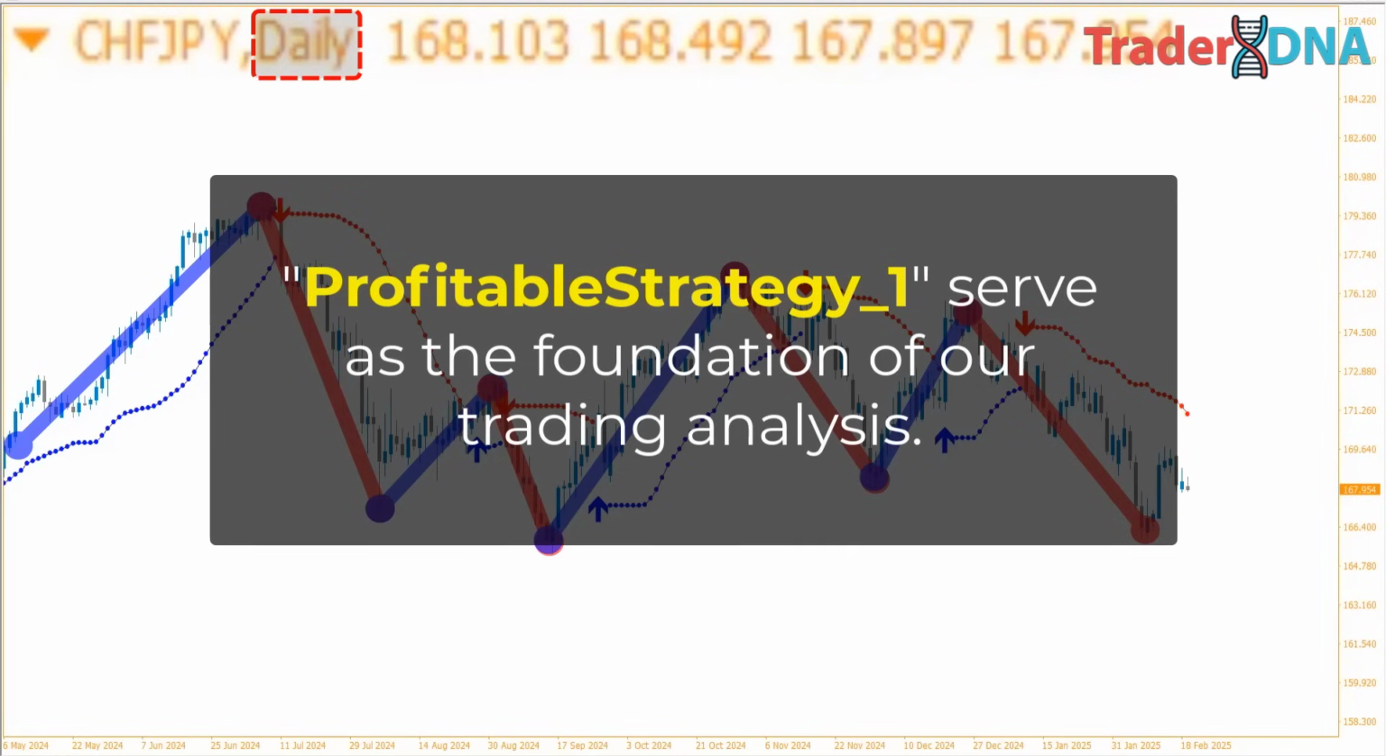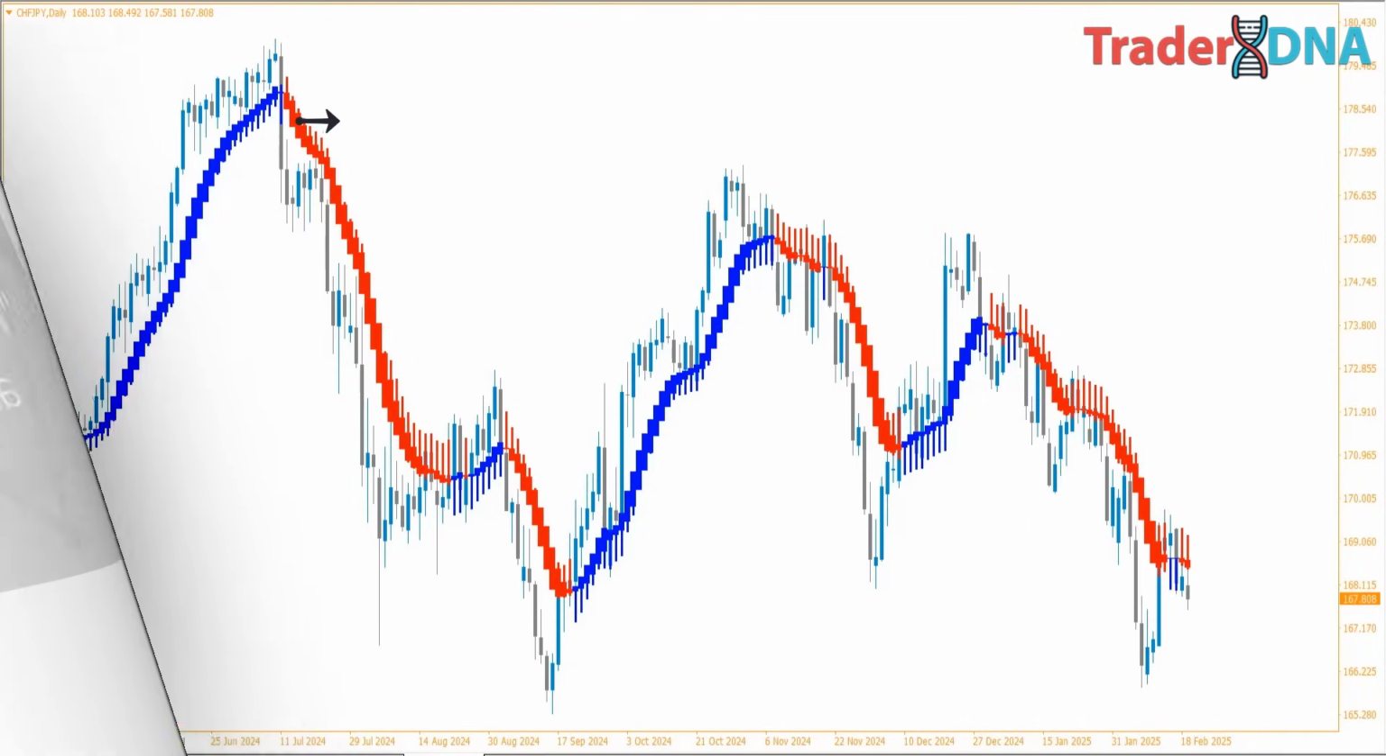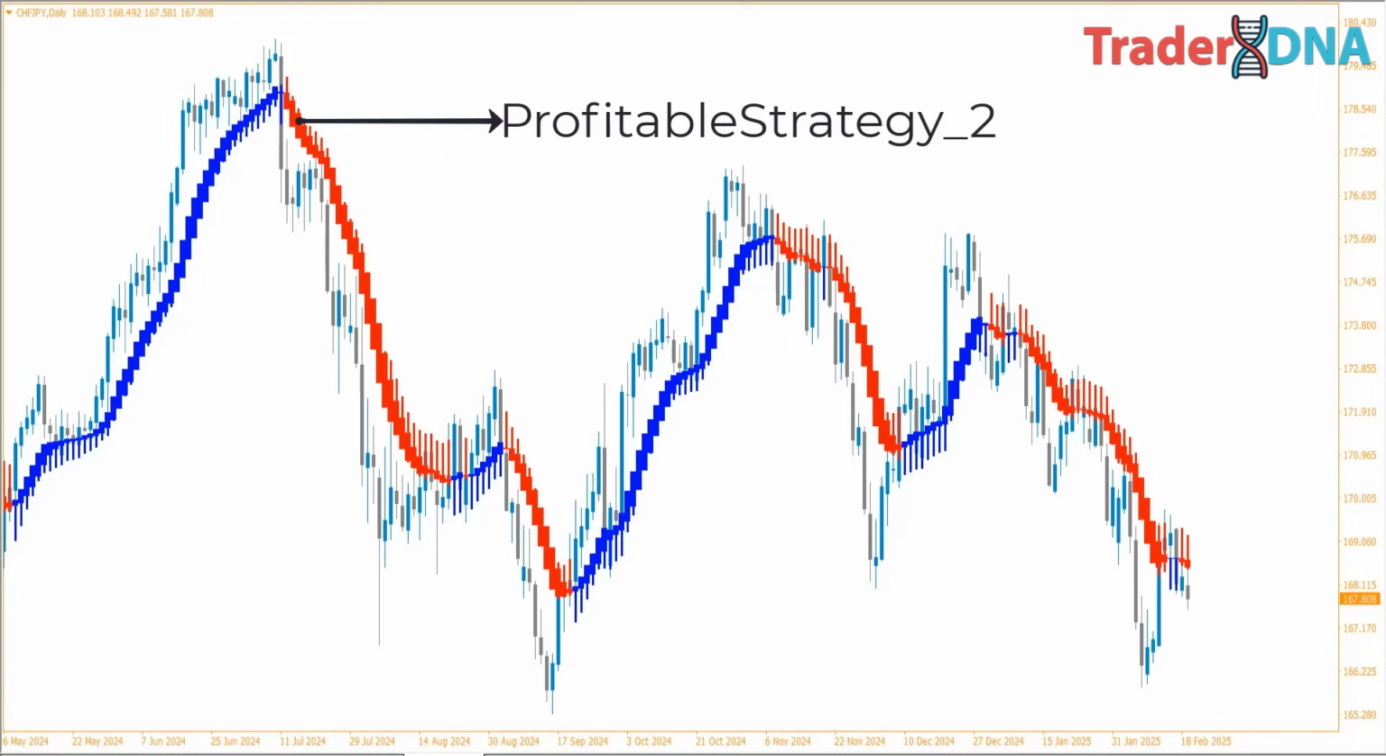But now, let's take it one step further. I'm about to introduce you to Profitable Strategy Indicator 2, the tool designed to sharpen your entries and help you maximize every opportunity in the market. Profitable Strategy Indicator 2 shares similarities with the well-known smoothed Heikin Ashi, but with the right settings, this indicator becomes an incredibly powerful weapon for both Forex and stock trading.